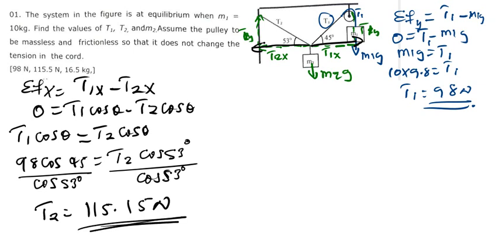We'll leave it that way. So we'll say T2 is 115.14 newtons, and here is just 115.5. There is no difference actually. I don't know what they did for them to find this answer 0.5, but it's supposed to be 0.14. From here I have to do another question.